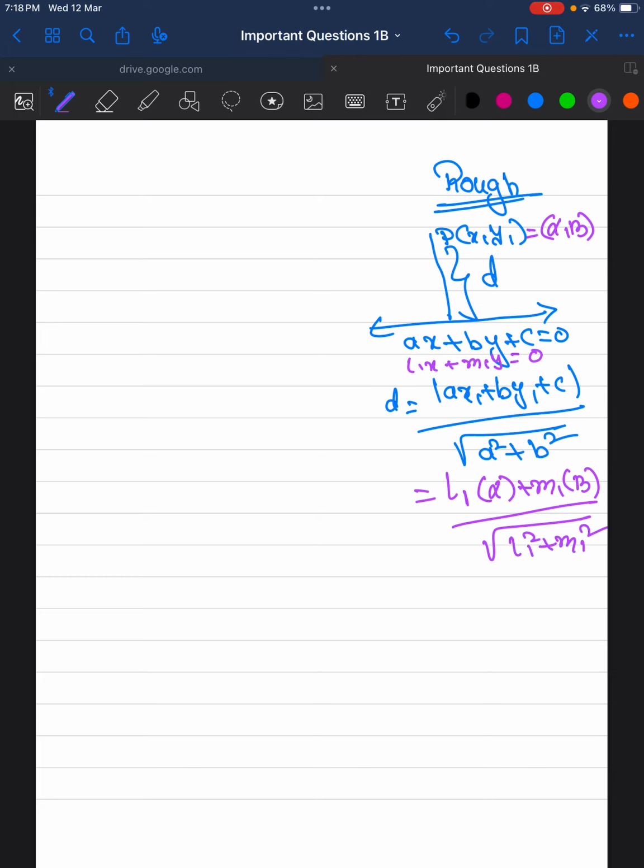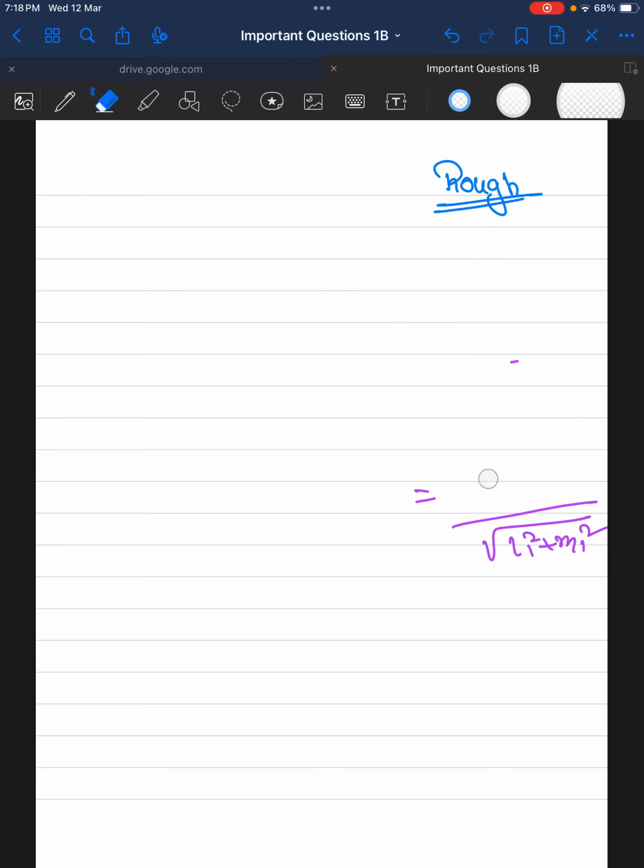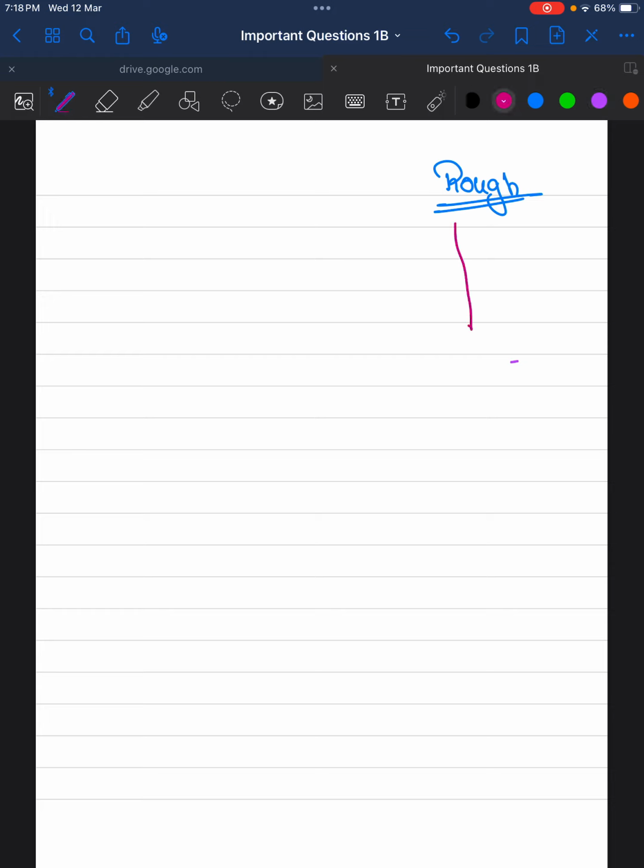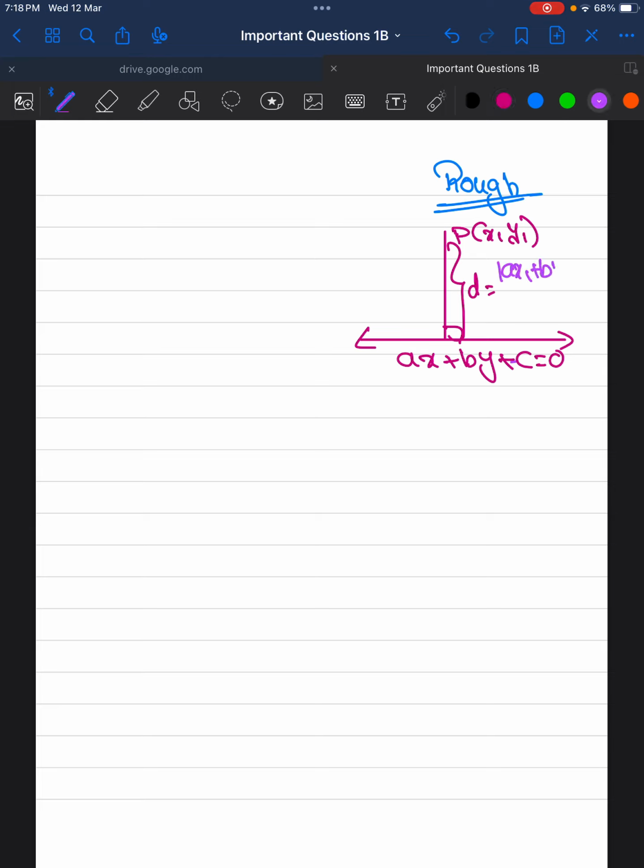Any doubt, anybody? All of you carefully observe. Again I am explaining the same thing. What is the perpendicular distance formula? If P x1 y1 is a point and the line is ax plus by plus c is equal to 0, then the distance d from P is modulus of ax1 plus by1 plus c by under root of a square plus b square. We need to apply this formula. Now what I am doing?